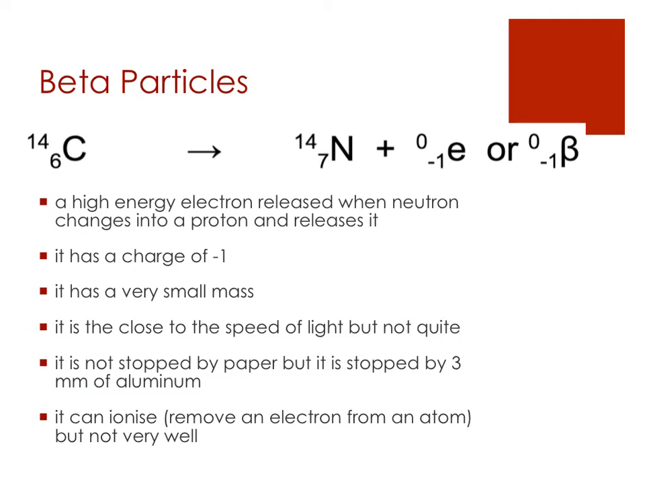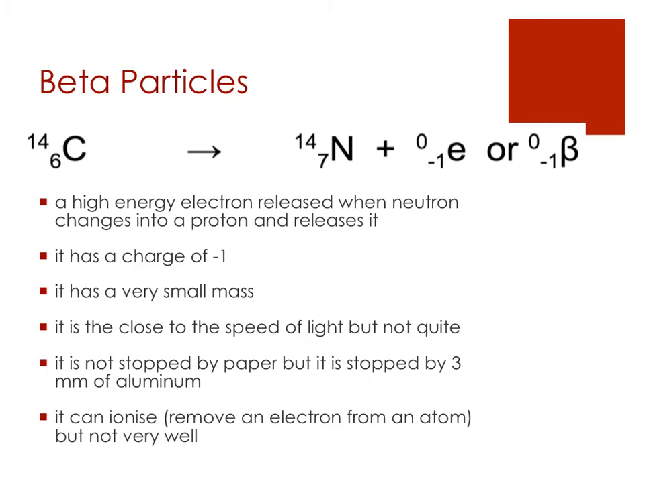Well, it's going to have a charge of -1. It has a lot of energy and a very small mass, which means it's going to be traveling pretty close to the speed of light, but not quite because it does have a mass. Now, because of its smaller mass and higher speed, it's not stopped by paper. It can actually go through it. But if I had a piece of aluminum about 3 millimeters thick, then it would be stopped.